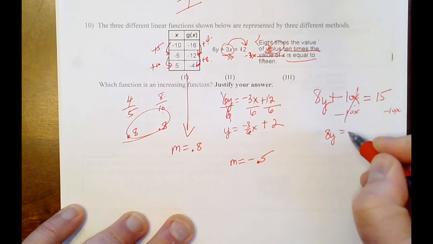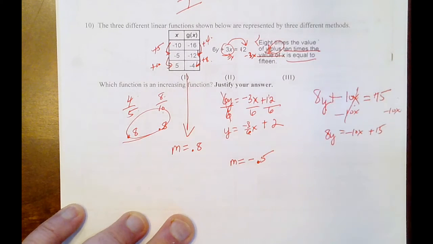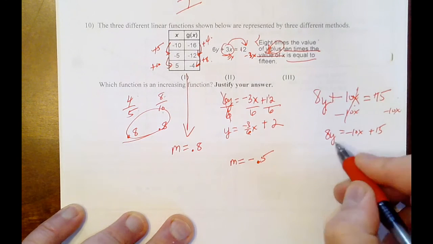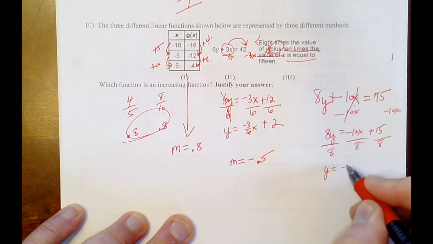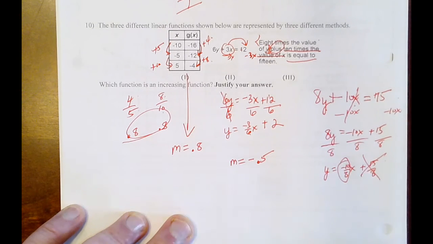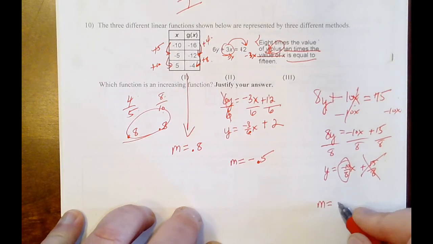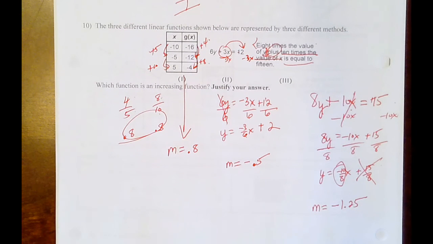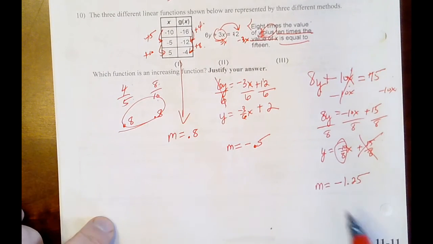8y is equal to negative 10x. The x guy goes first again. The 15 really has a plus sign in front of it, so we put plus 15. Divide everything by 8. And it's a little bit messy, so I'm just going to leave it as negative 10/8 x plus 15/8. We don't have to worry about that at all. That's my slope. And when you take that out, you divide it by negative 1.25.